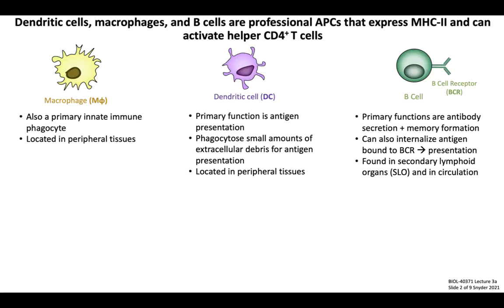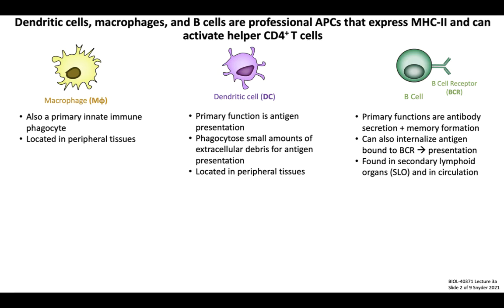These goals of antigen presentation, not surprisingly, are accomplished in large part by professional antigen-presenting cells, or APCs. These include macrophages, which we've discussed before when covering professional phagocytes, as well as dendritic cells, whose primary function is antigen presentation. Dendritic cells phagocytose small amounts of cellular debris specifically for the purpose of antigen presentation.